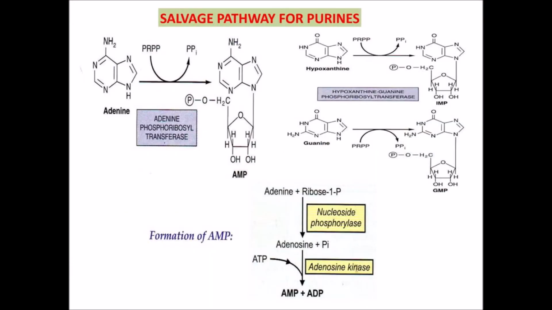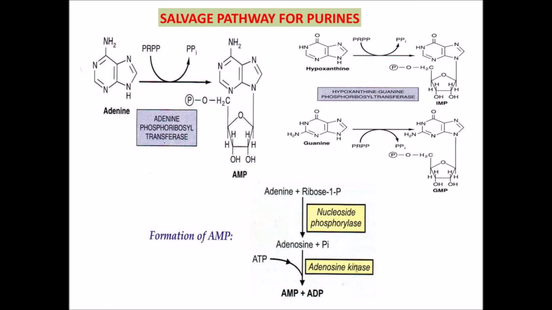Next is the salvage pathway for purines. What is the salvage pathway? Most cells have an active turnover of many of their nucleic acids, particularly some types of RNA, which results in the release of adenine, guanine and hypoxanthine. These free purines are reconverted to their corresponding nucleotides through salvage pathways. See here, adenine phosphoribosyl transferase converts adenine to AMP, adenosine monophosphate, then hypoxanthine to inosine monophosphate, then guanine in the presence of PRPP to GMP, guanosine monophosphate.